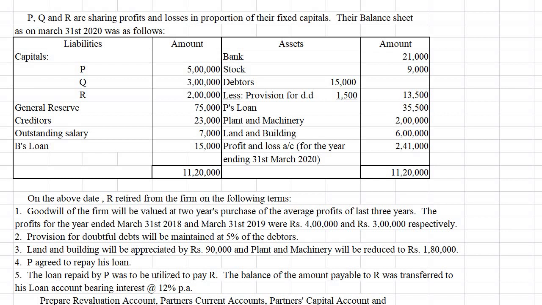Then P agreed to repay his loan. P agreed to repay his loan, means P will give back the loan, and the loan repaid by P is to be utilized to pay R. We have to pay off R, so for him the amount paid by P will be utilized. And the balance, if any, will be transferred to R's loan account, bearing interest at the rate of 12% per annum.